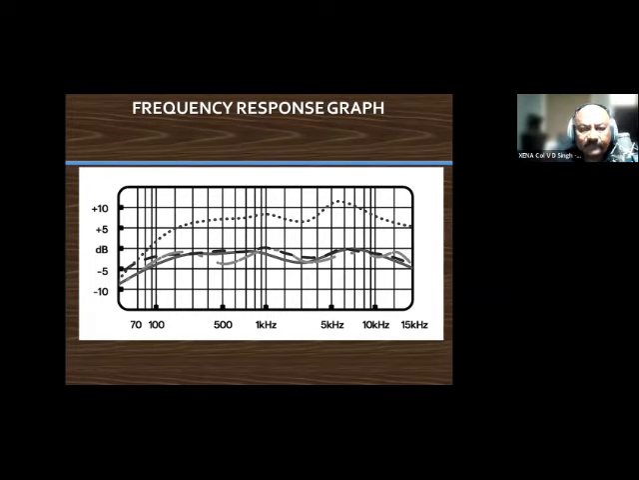There's something known as a frequency response graph. When you buy a microphone, when you unbox it, you will find certain technical literature with it. The most important technical literature is known as the FR graph, or frequency response graph. It tells you how sensitive the microphone is as far as certain frequency ranges are concerned. If you look at this graph carefully, the x-axis shows you the frequencies, and the vertical or y-axis shows you the sensitivity, which is shown in terms of decibels.